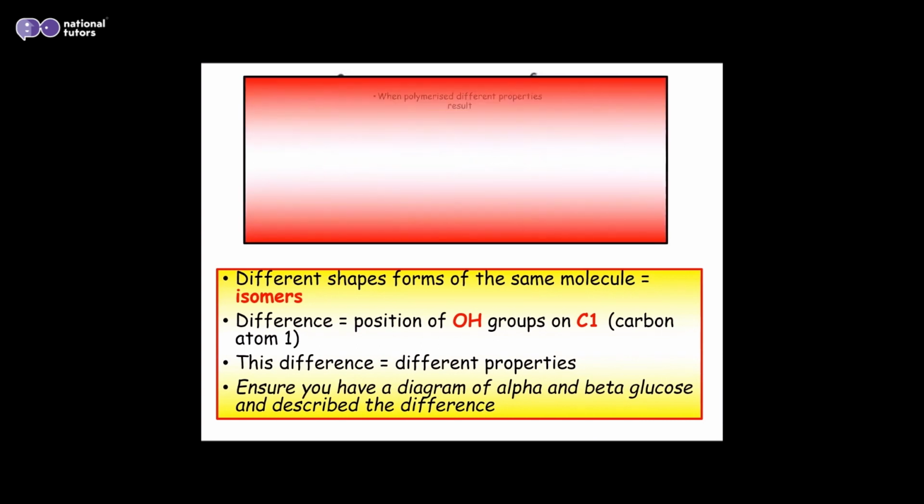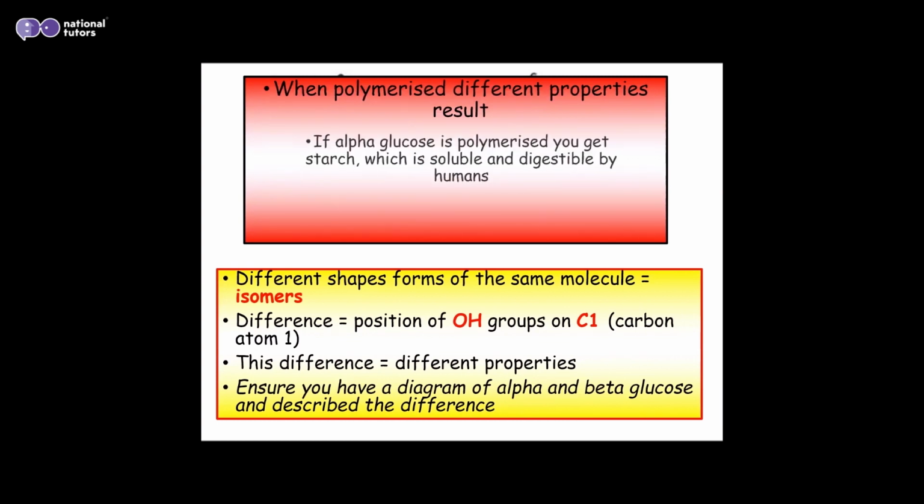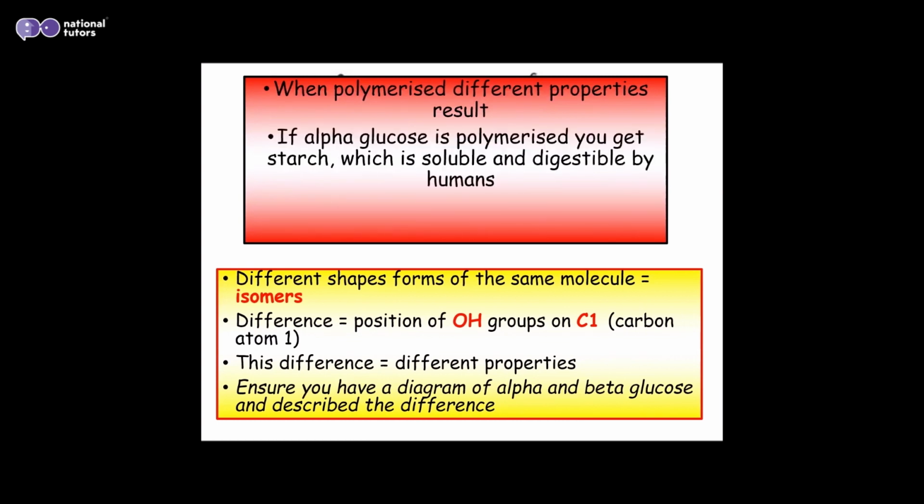And they are given different properties because of this. So if alpha glucose is made into a polymer, you get starch, which is digestible by humans. And if you put beta glucose into a polymer, you end up with cellulose, which we can't digest. So two completely different molecules have different properties just by that simple change of making the OH move from one side to the other.